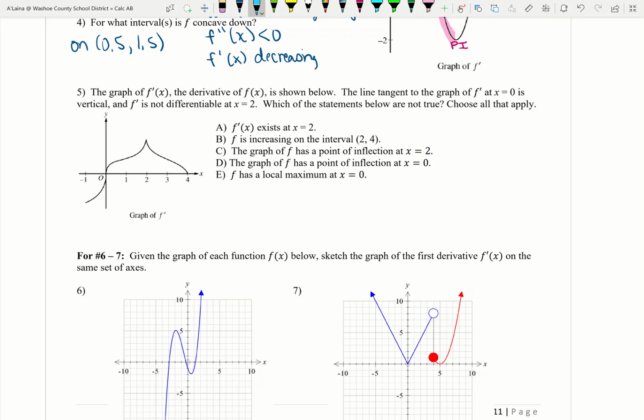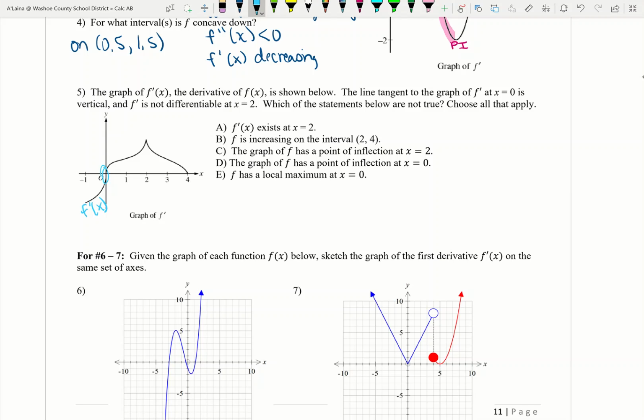Again, we're looking at a graph of f prime. And while looking at this graph, I want to be careful to look at things correctly through the lens, okay? What we're told is that the line tangent to the graph of f prime at x equals 0 is vertical. So we have a vertical tangent line right here for f prime, not for f.